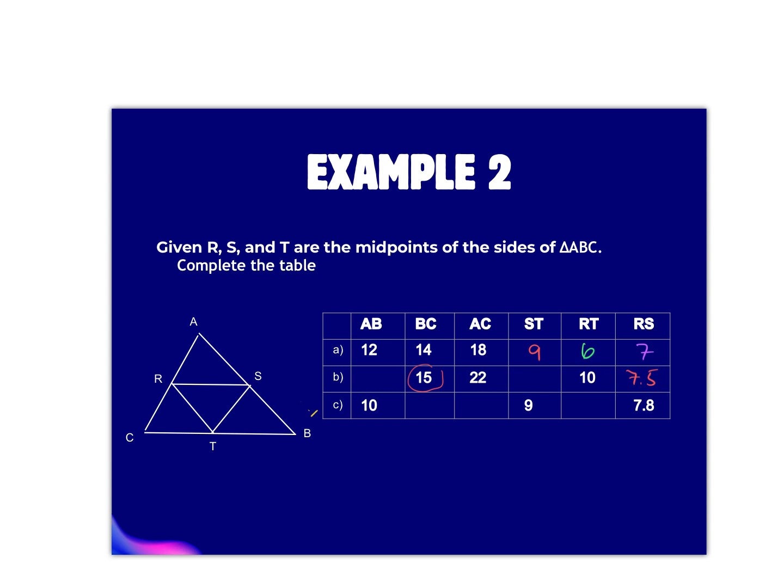Okay. If I go to the next one, they tell me that AC is 22. Again, AC goes from here to here. My mid-segment is ST. So if AC is 22, I know this is 11 because it's half of it. So it's half, it's 11.